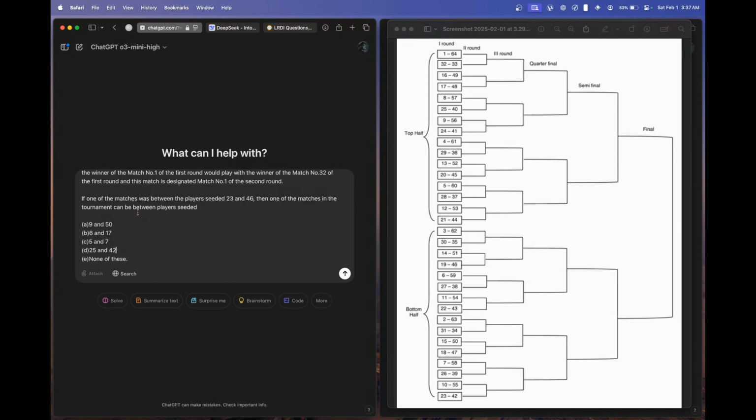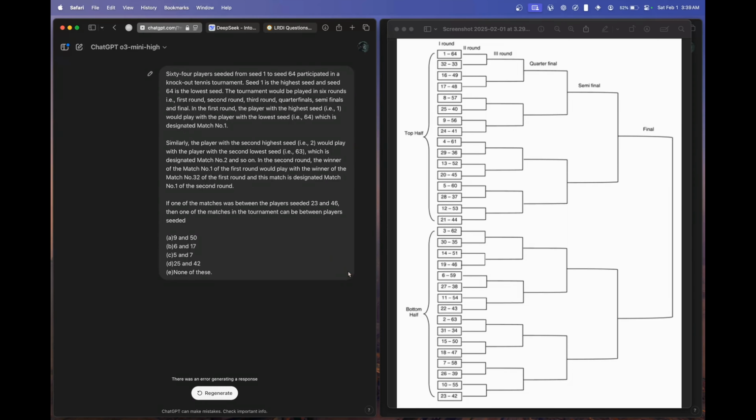So the condition is if one of the matches was between player 23 and player 46, then one of the matches in the tournament can be between 9 and 50, 6 and 17, 5 and 7, 25 and 42, or none of these. So we are just simply asking that if these two players are playing against each other, is there a chance for these players to compete against each other? If there is none, then they have to answer none of these. And actually the answer is none of these. I'll be explaining how. Before that, let's send this question to these models.